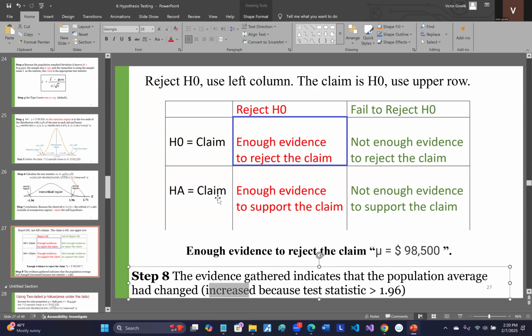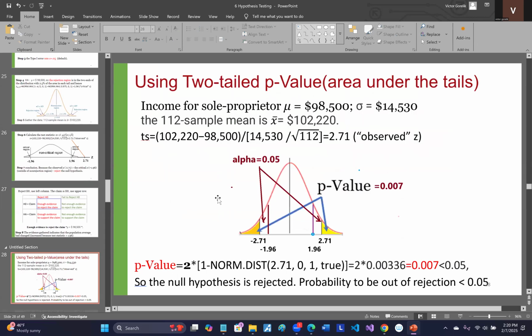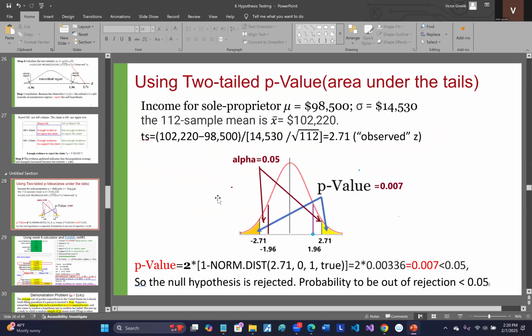On step 4 we define the rejection region with the help of critical values Z equal to plus minus 1.96, which correspond to the given value of alpha equal to 0.05. Instead of calculating these critical values of Z, we could calculate the area under the tails given the observed value of Z, given Z statistic of 2.71. If this area is less than alpha, as shown in the figure, then the Z statistic is located in the rejection region and we reject the null hypothesis.